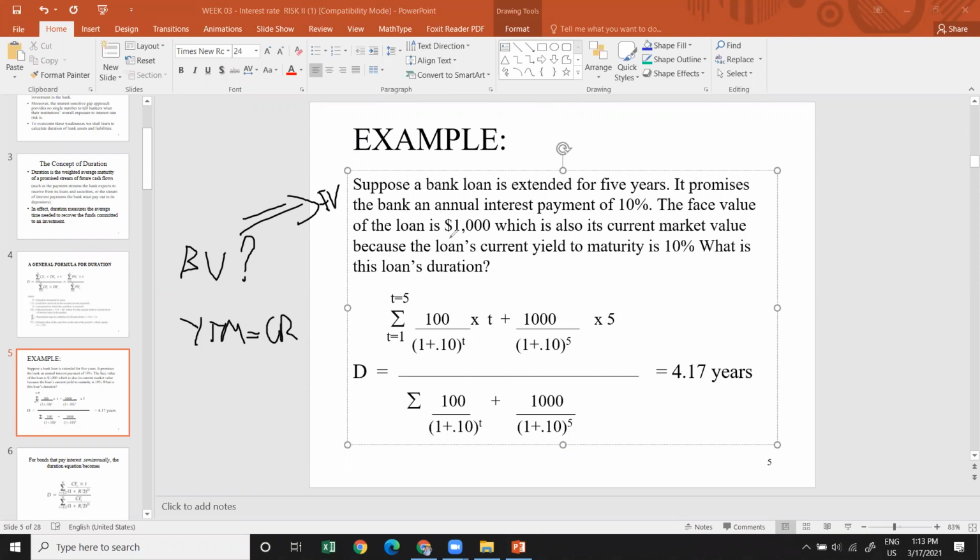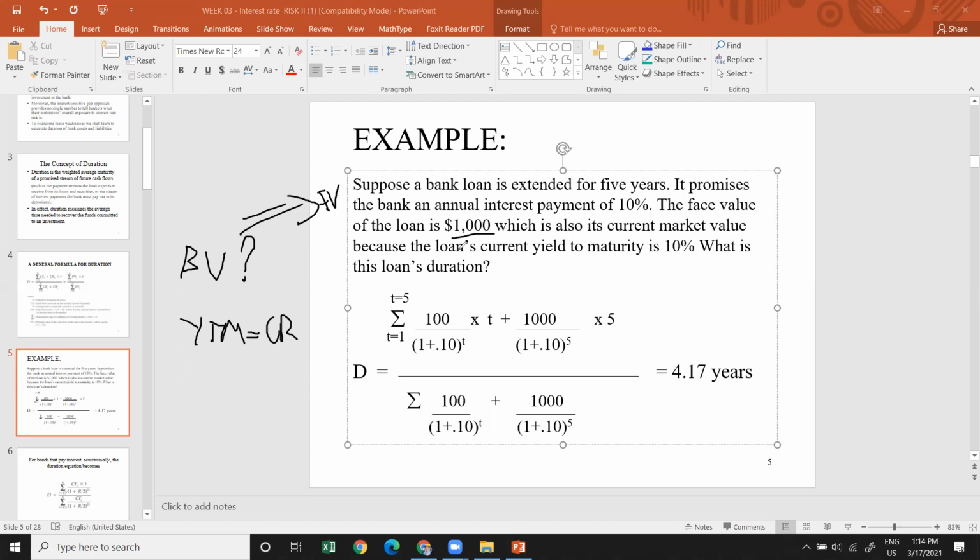So the face value here is given as 1,000, and it's generally assumed that if the face value is not provided, it's 1,000. And we see from the question that the YTM is equal to the coupon rate, that makes our bond value equal to the face value. So the market value of this type of loan is $1,000.